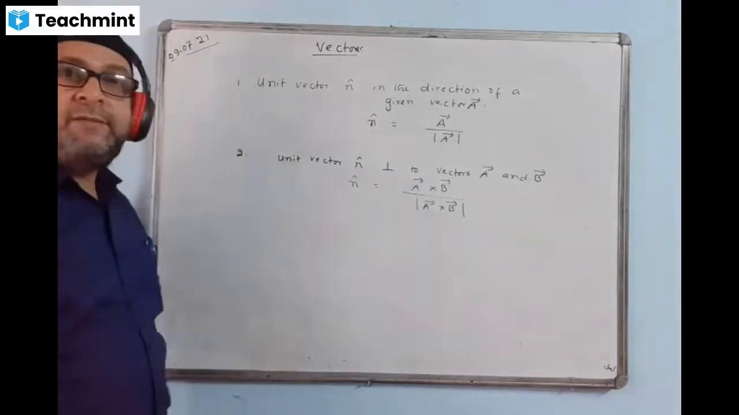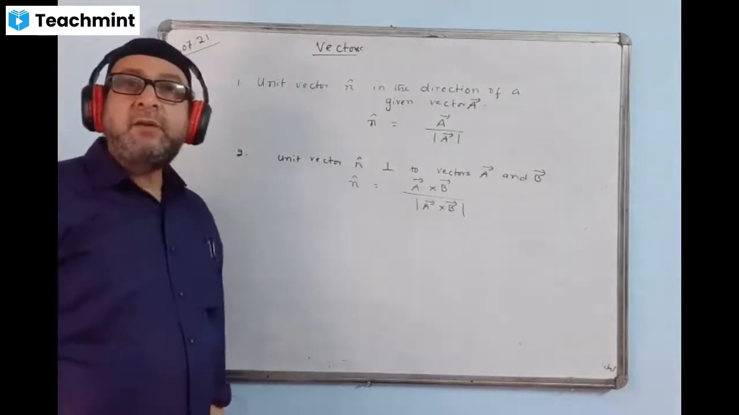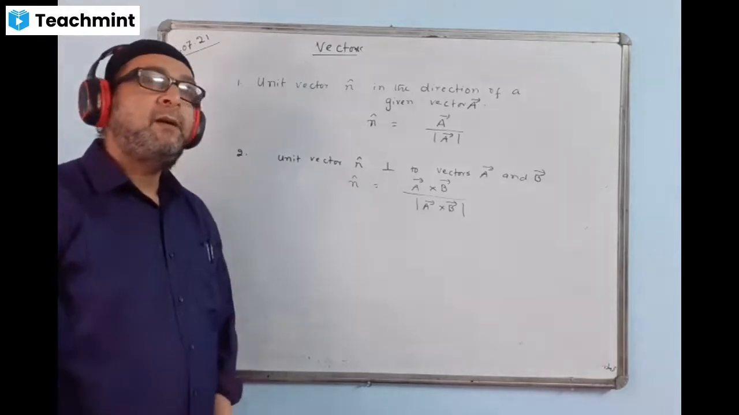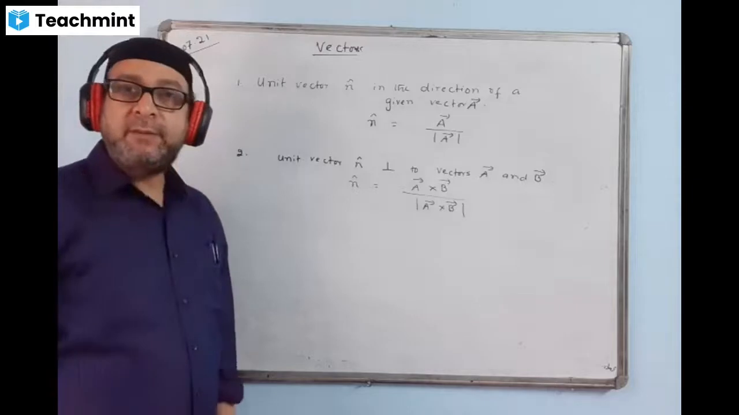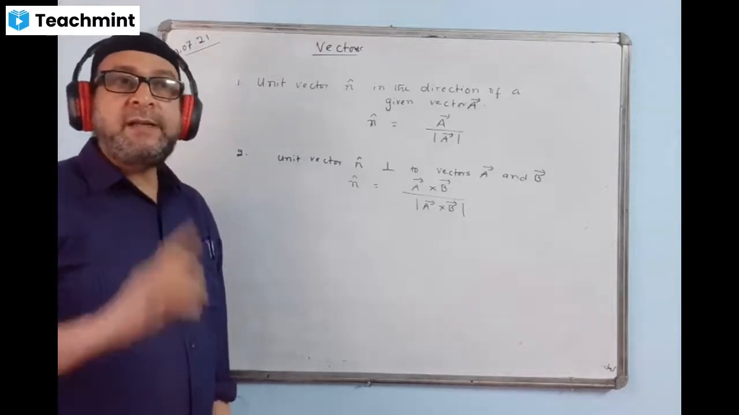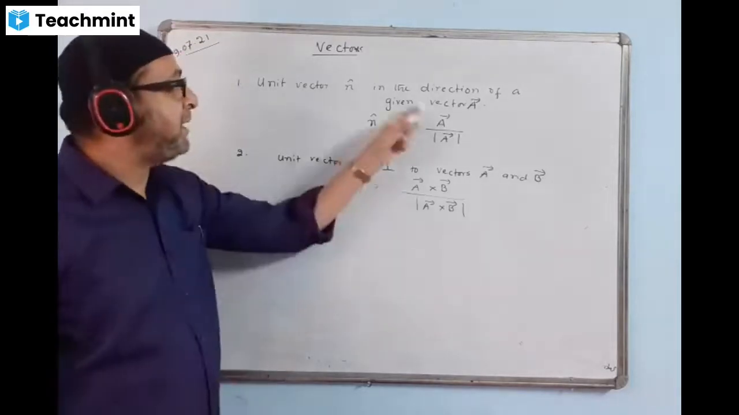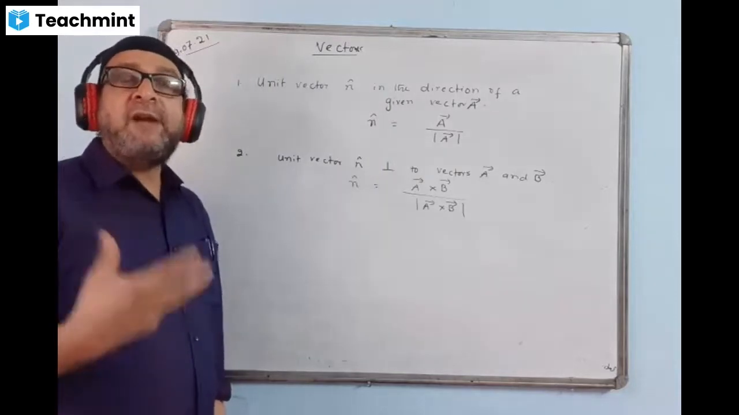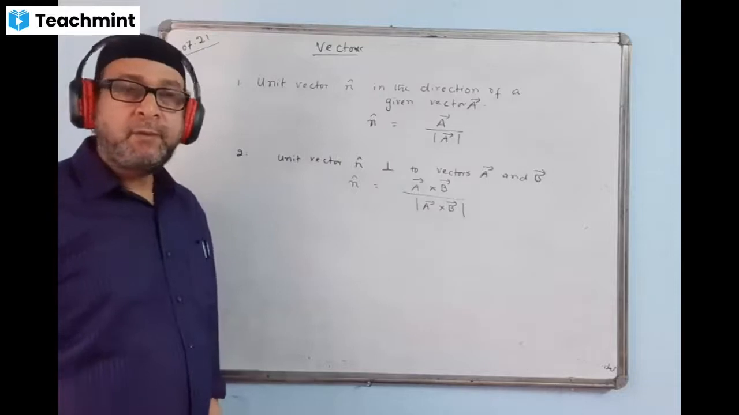What is the use of unit vector? A unit vector is used to change a scalar into a vector. Suppose they are saying find a vector whose magnitude is 5 units in the direction of a given vector. First I will find the unit vector in the direction, and then I find the required vector by multiplying it by the magnitude. We'll do that question.